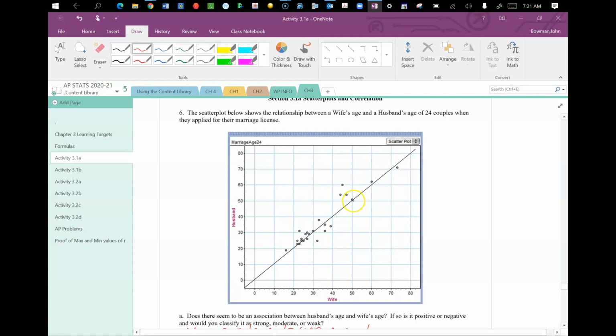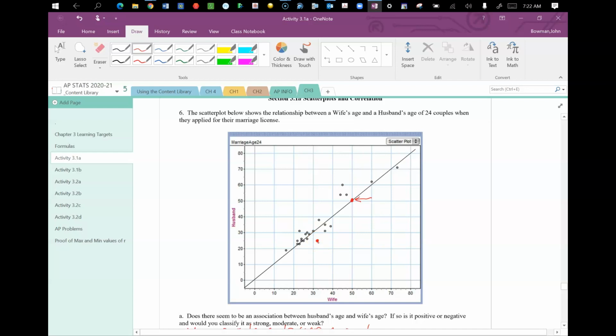Well, as you know, if a point is on the line y = x, the x coordinate and the y coordinate are the same. So what we could say about this particular couple here is that their ages when they got married were approximately equal to each other. Then you could ask the question about a point below the line.